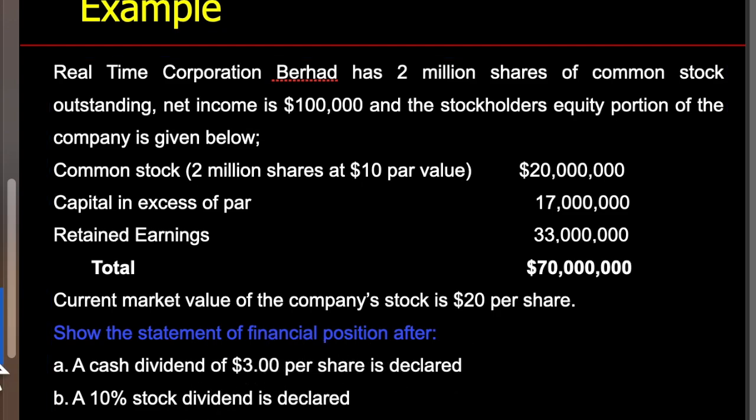So, the current market value of the company stock. Now today's market value of the company stock is what? 20 ringgit per share, $20 per share. What is the question? Show the statement of financial position after A, a cash dividend of $3 per share is declared, and B, a 10% stock dividend is declared. So the cash dividend will affect what?